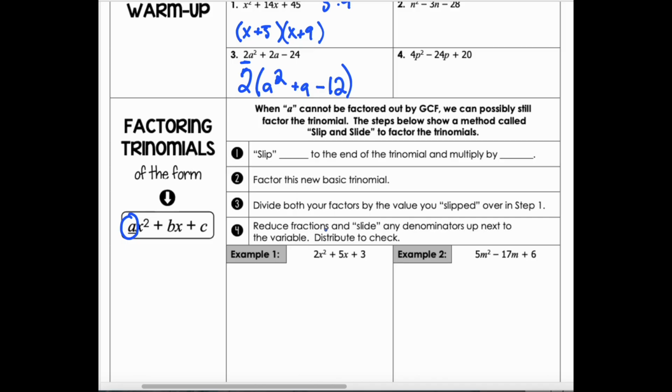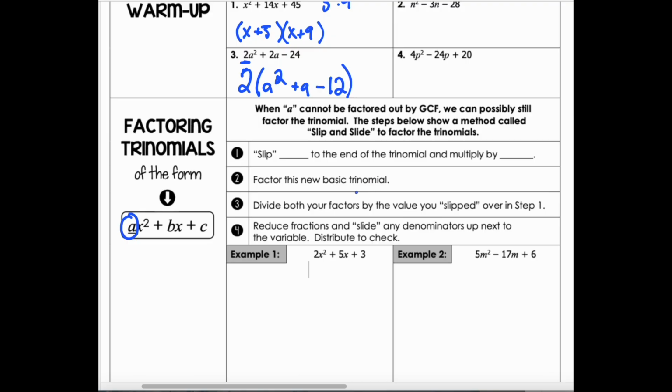But in this case, we're going to have situations where we can't factor out anything. So we have to deal with how to make a binomial when we have that leading coefficient greater than 1. So we're going to be using the slip method. When a cannot be factored out by the greatest common factor, we can possibly still factor the trinomial, and the steps below are going to show a method called slip and slide to factor the trinomials.